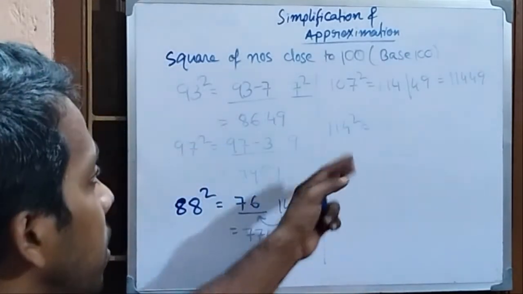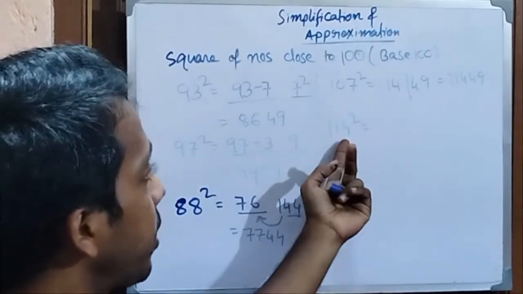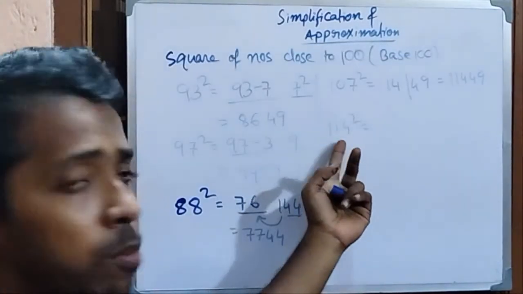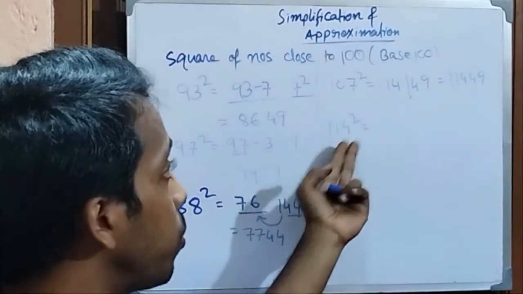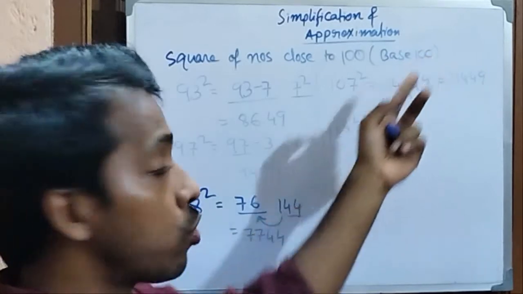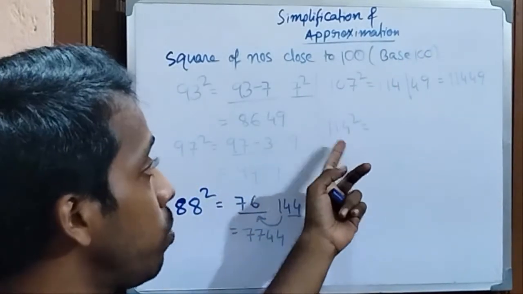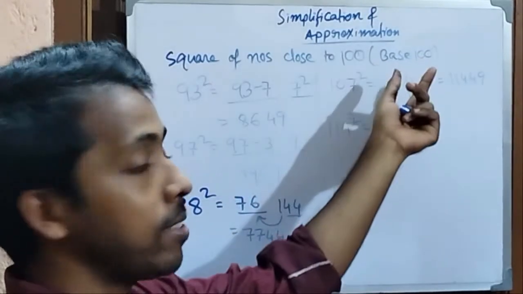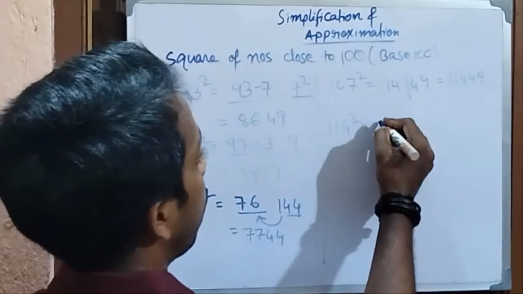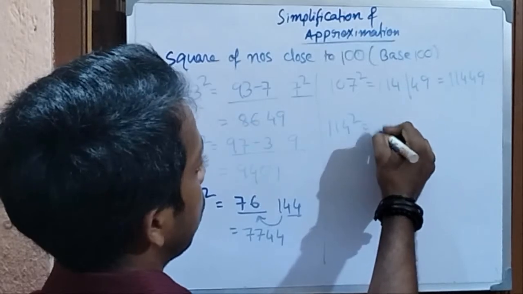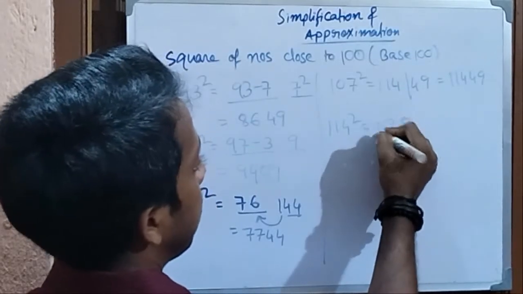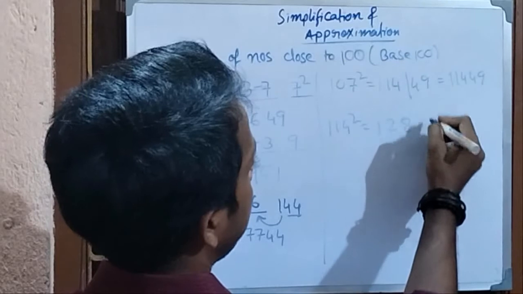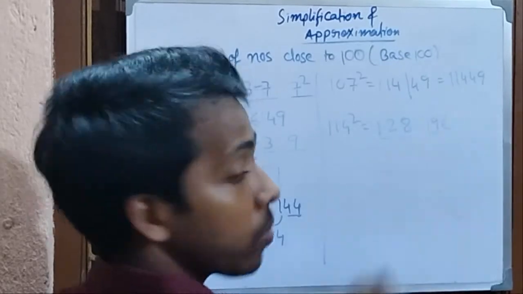What will be the answer? Tell me the answer here. 114 square, so 14 more than 100, the base here is 100, and 14 should be added to the given number. So 114 is the given number, 14 more than the base 100, so 114 plus 14, so 128 here. And this is the first box, and in the second box 196, 14 square.